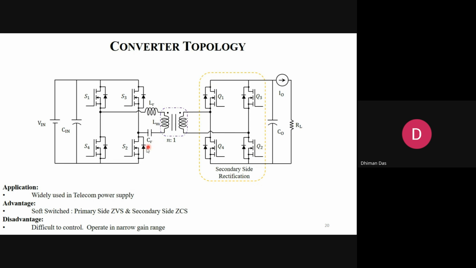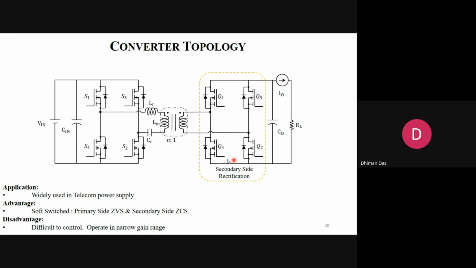Okay, so there are different combinations of LC. With that LC you can make any kind of filter and implement it here. I also encourage all of you to make this LLC converter and study it. This is very simple to implement in the lab. This is a very simple converter to implement.